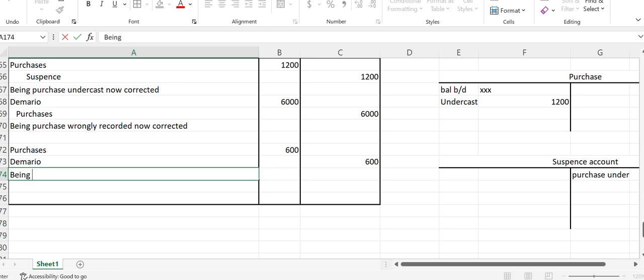In a wrong amount posted, now corrected. So hapo tumerecord mara mbili kwa sababu hiyo ya kwanza ni ya kueliminate the wrong account, to correct the wrong account, and then the second transaction has enabled us now to correct the error.